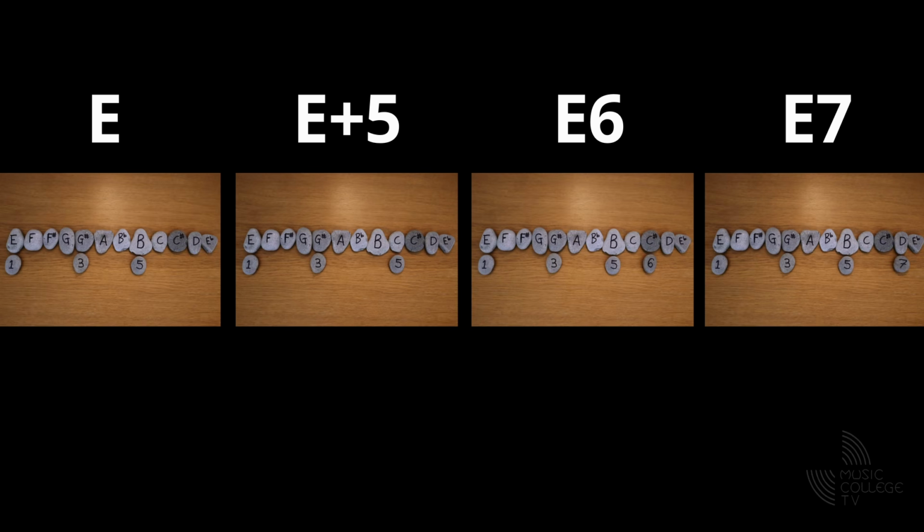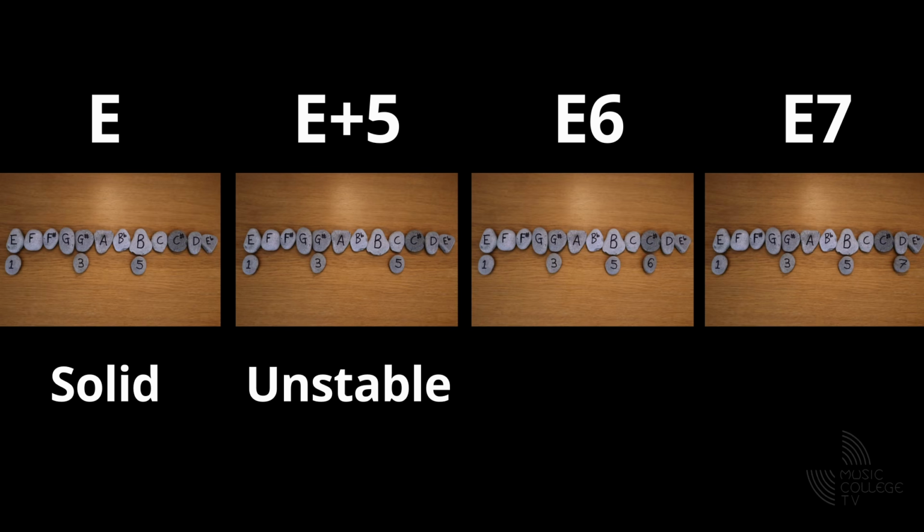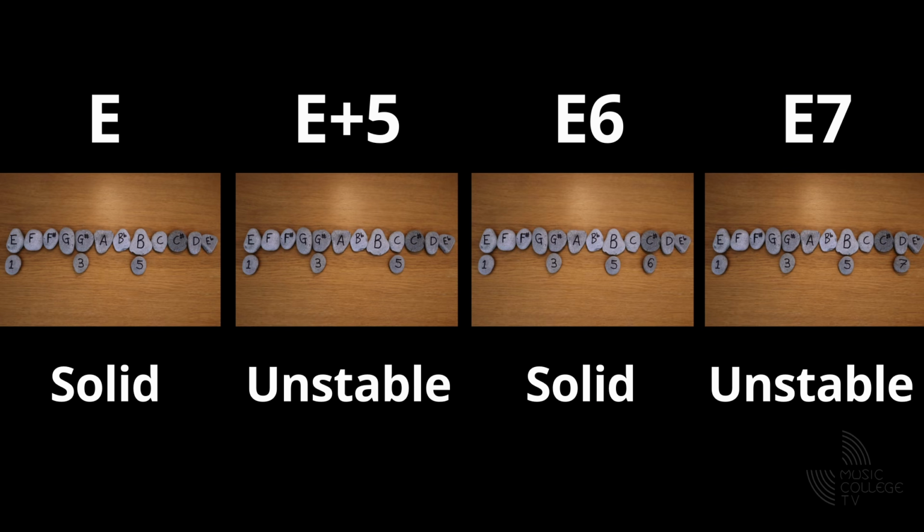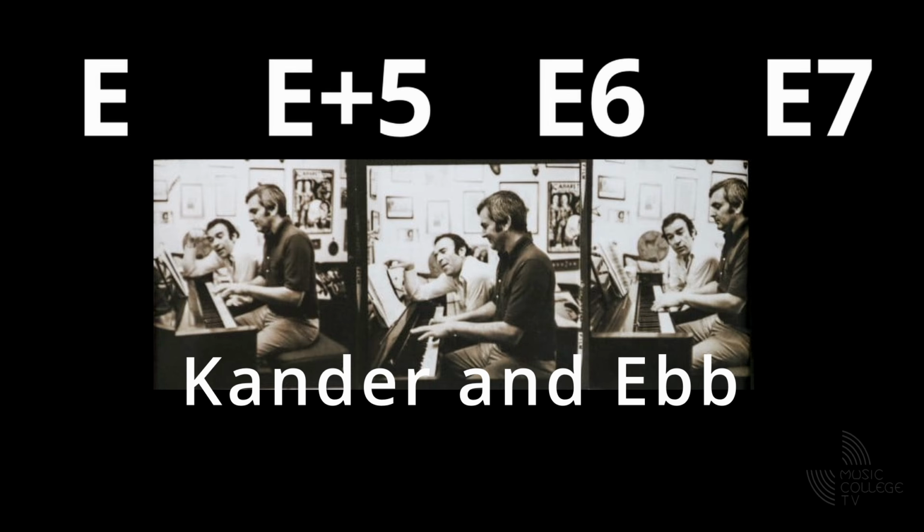This chord progression starts with a solid chord, a destabilized chord, another solid chord, and a destabilized chord. That's really important information for later. You find this chord progression in lots of places. Theatre composers Kander and Ebb made this chord progression one of their signature sounds.